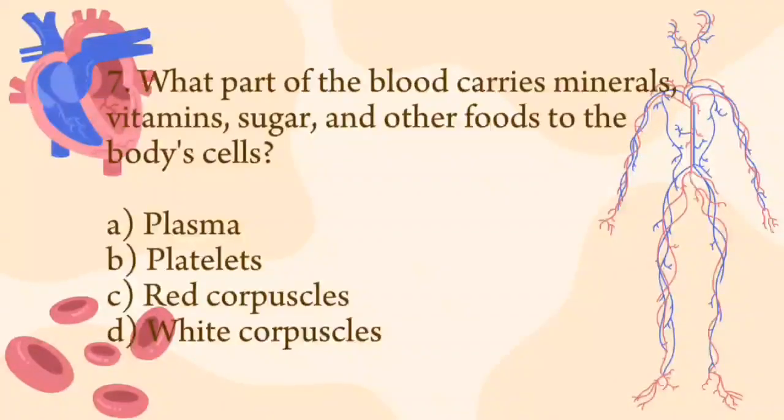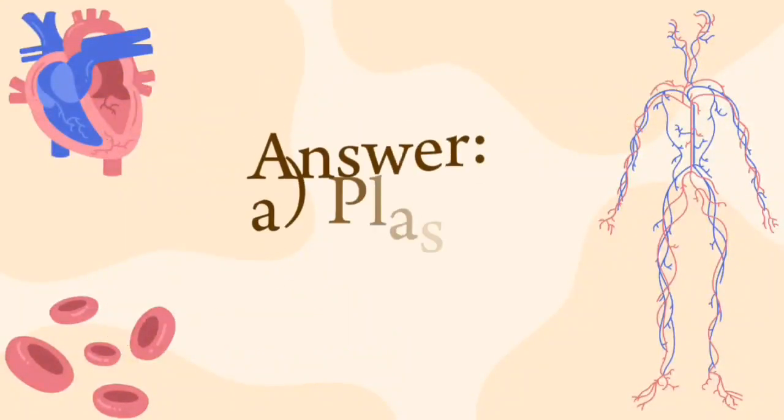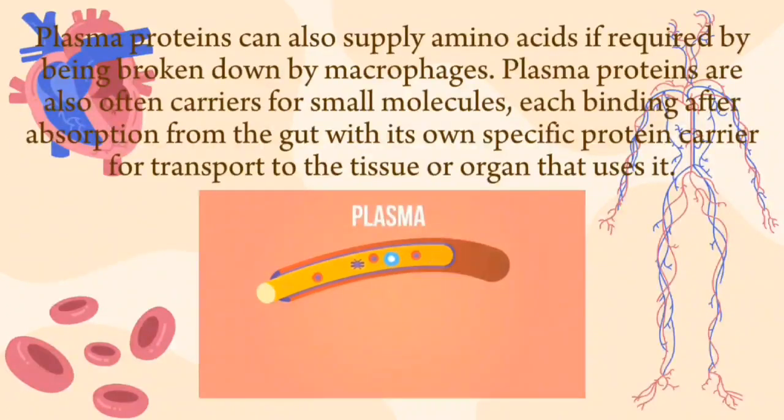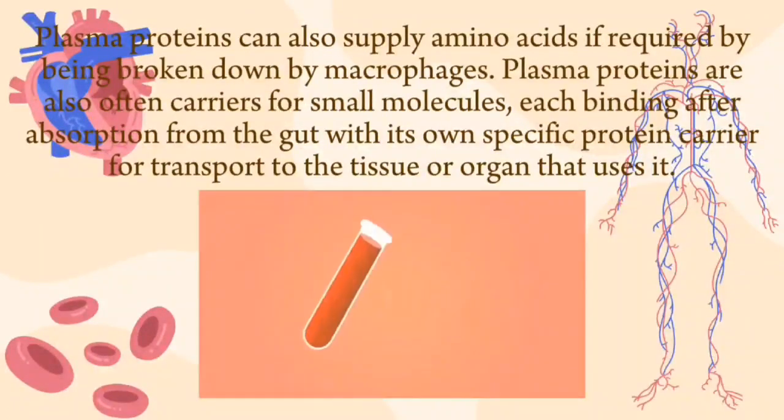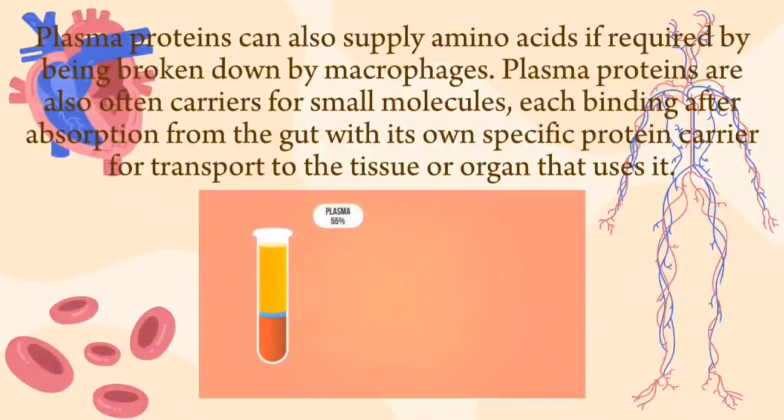7. What part of the blood carries minerals, vitamins, sugar, and other foods to the body's cells? A. Plasma. B. Platelets. C. Red corpuscles. D. White corpuscles. Answer: A. Plasma. Plasma proteins can also supply amino acids if required by being broken down by macrophages. Plasma proteins are also often carriers for small molecules, each binding after absorption from the gut with its own specific protein carrier for transport to the tissue or organ that uses it.